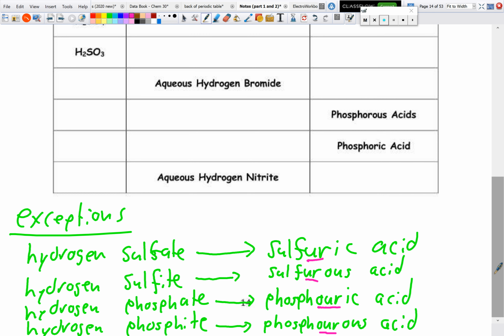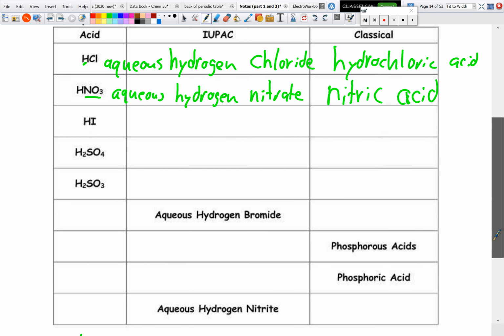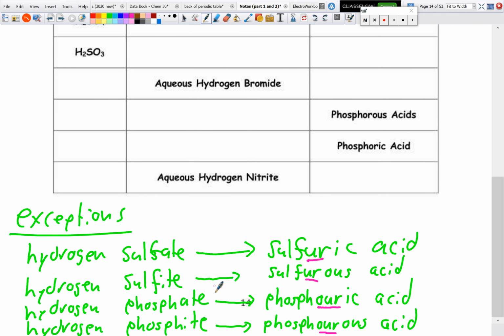So just be careful with those, those are just the exceptions. All the other ones you just take off either the ATE or the ITE ending and then just stick the new ending on. But it's just these four right here that are the exceptions. So the sulfur ones and the phosphate ones.